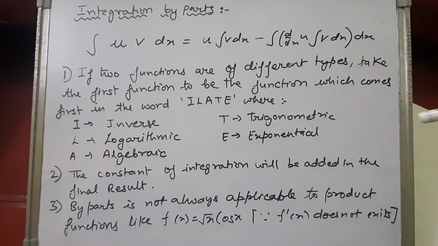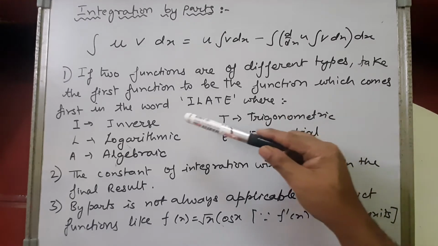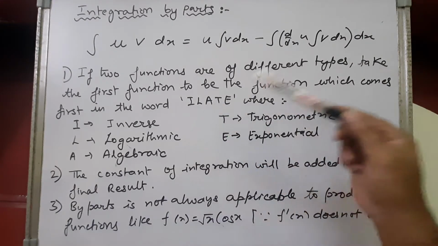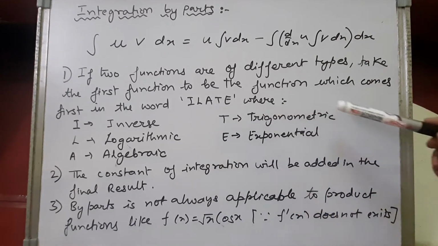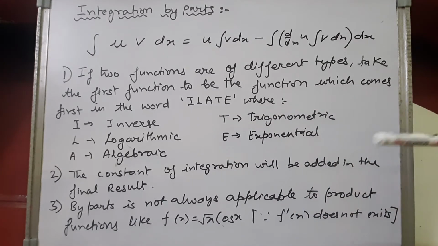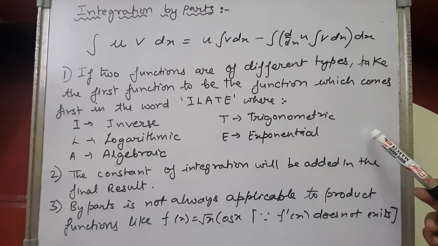Generally we follow the ILATE rule for picking up the first function. Whenever two functions are given, if an inverse and a logarithmic function are given, then the inverse function will generally be taken as the first function. So the ILATE rule is introduced to select the first function from the given two functions. There are a few points that we need to keep in mind. The first point is that we are going to apply this ILATE rule.